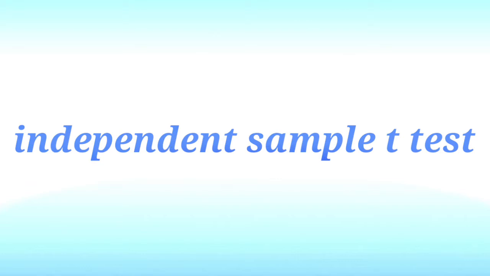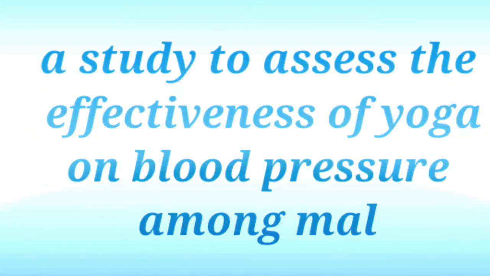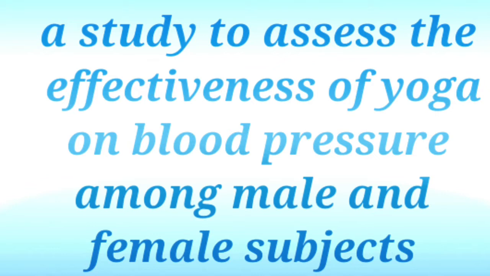It is applied when we obtain data from subjects of two independent separate groups of people or samples drawn from two different populations. For example, a study to assess the effectiveness of yoga on blood pressure among male and female participants. Here, two separate groups are there, that is male subjects and female subjects. Here, to compare the effect of yoga on blood pressure among male and female subjects, we can use unpaired t-test. That is, we can use this unpaired t-test to compare the effect of anything in two different groups.